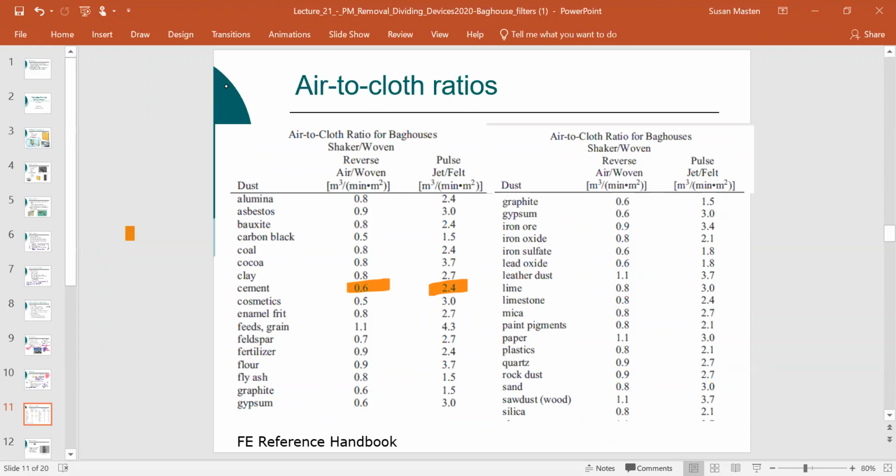On the other hand, if you're looking at removing fly ash, so you're looking at a baghouse for a power plant, it's about 0.8 for reverse air and about 1.5 for a pulse jet. So they do vary quite a bit depending on both the material and on the type of unit that is being employed.